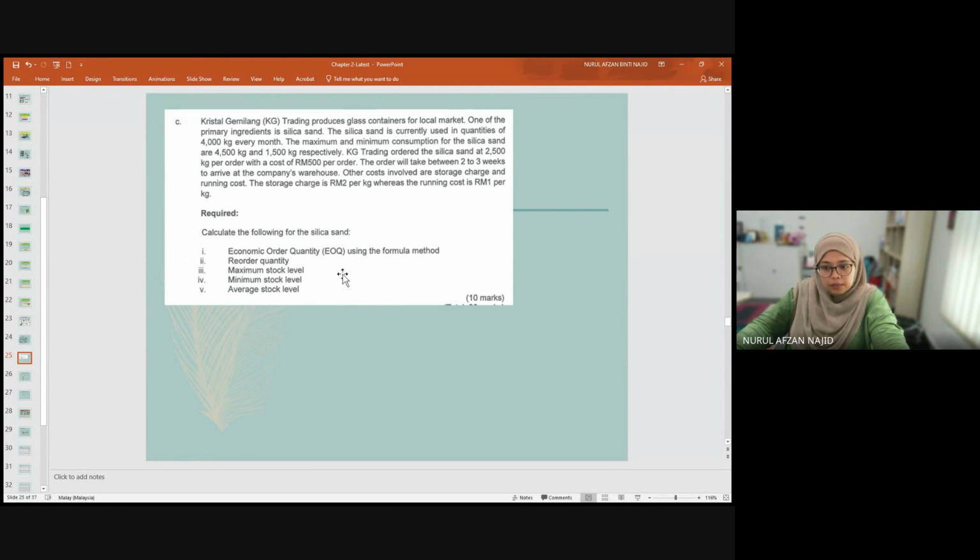Average stock level tu sama dengan level at par ke madam? Level at par is the reorder level, not level at par. Okay, Afika? Okay. Jadi, any other question?